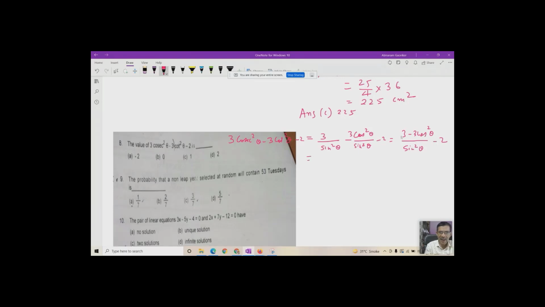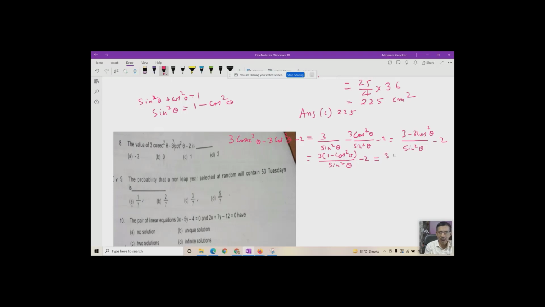Now this further I can write by taking 3 common: inside will be (1 minus cos square theta) divided by sine square theta, minus 2 remains as it is. This is equal to 3 will remain as it is, and 1 minus cos square theta is sine square theta, because you have the trigonometric identity sine square theta plus cos square theta is equal to 1, and sine square theta will be equal to 1 minus cos square theta. So instead of 1 minus cos square theta, I will write sine square theta.